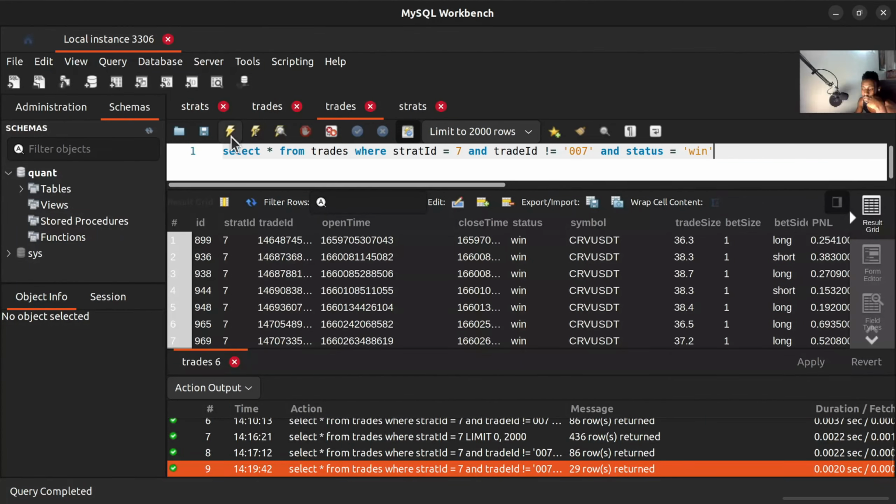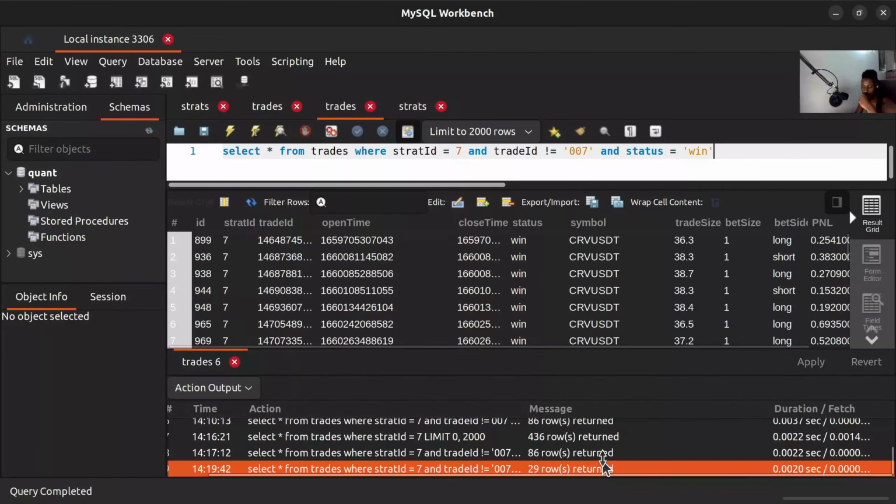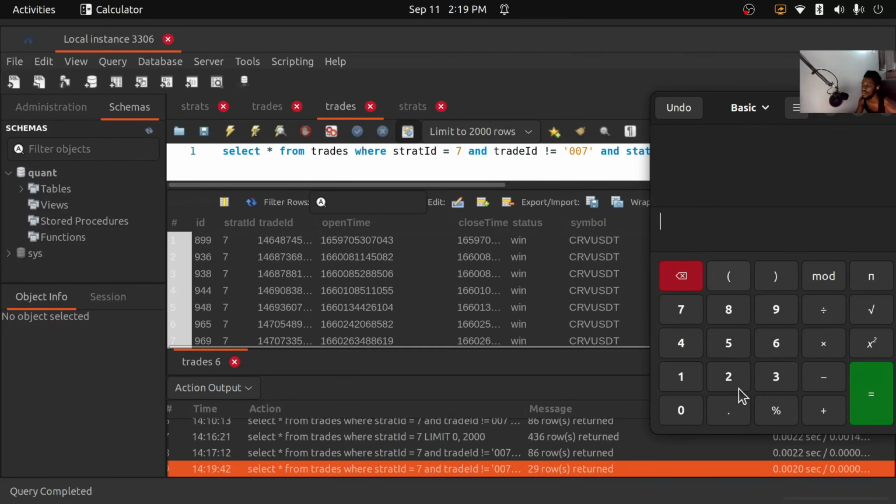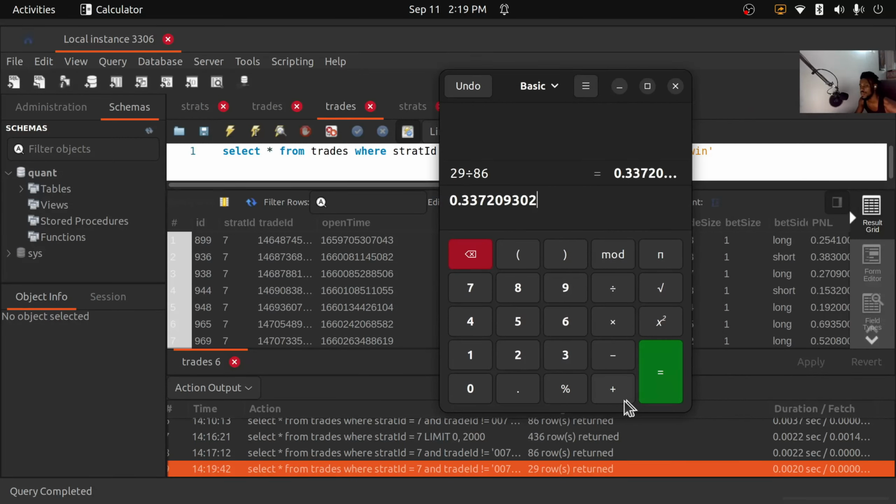All right, so show me the money. I can see that's 29 out of 86. What is that? 29 out of 86. That's like 33%. So the opposite is 67%. It's literally showing me the opposite here, because 86 minus 29 is 57 out of 86.